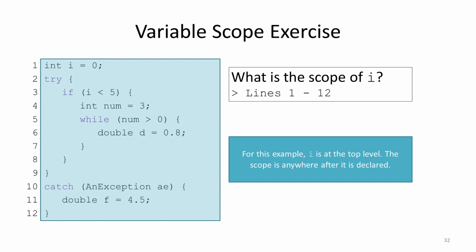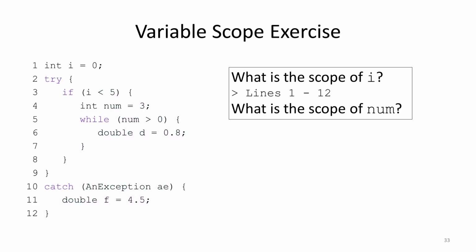The scope of a variable starts from its declaration, and that would be line 1. I is declared at what's called the top level. The scope is anywhere after it is declared. So it's declared on line 1, and there are 12 lines in this snippet, so we would be able to use I in any of the 12 lines. So we can say the variable scope of I is lines 1 through 12.